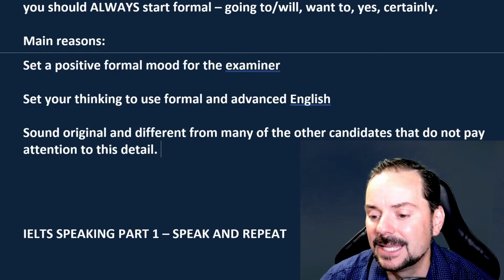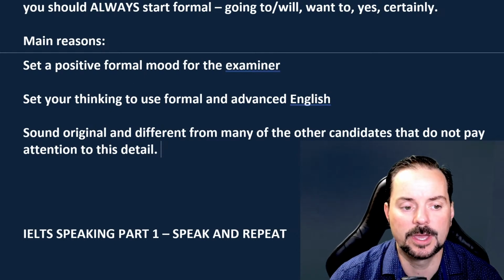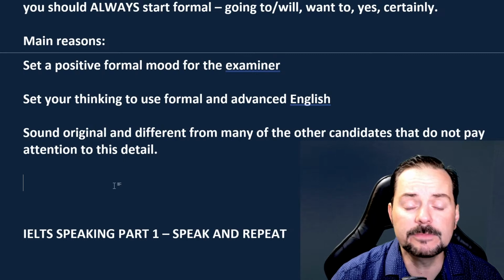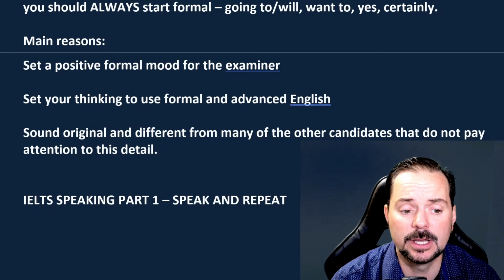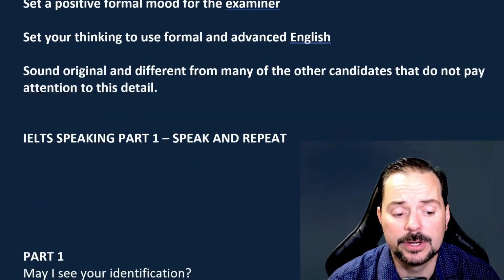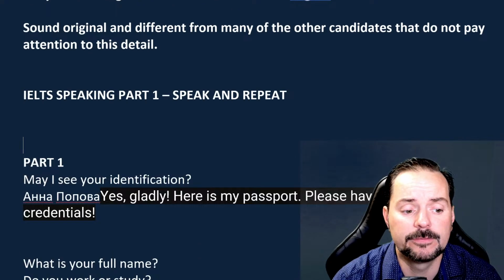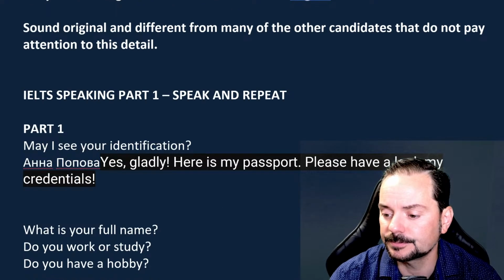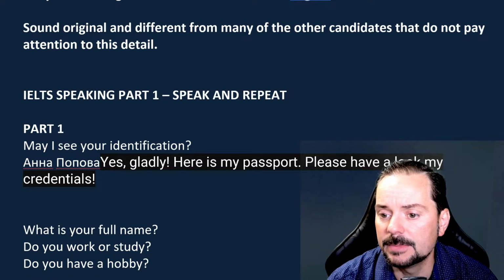Do not pay attention to this detail. Okay? All right, so those are some very important reasons to start right away with a little bit more formal language. All right? Okay, Anna, does that make sense?